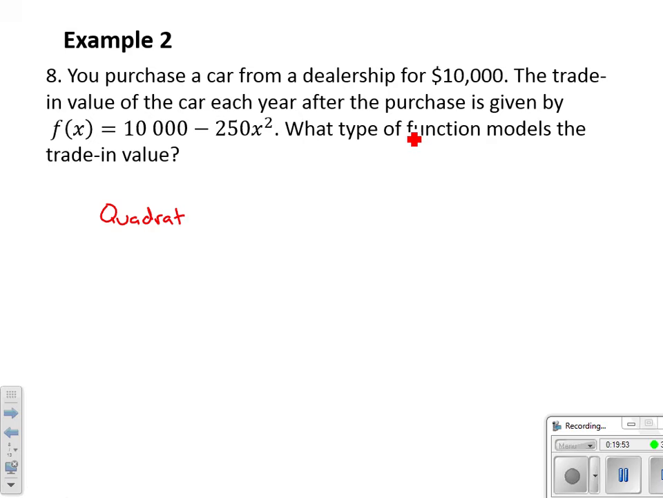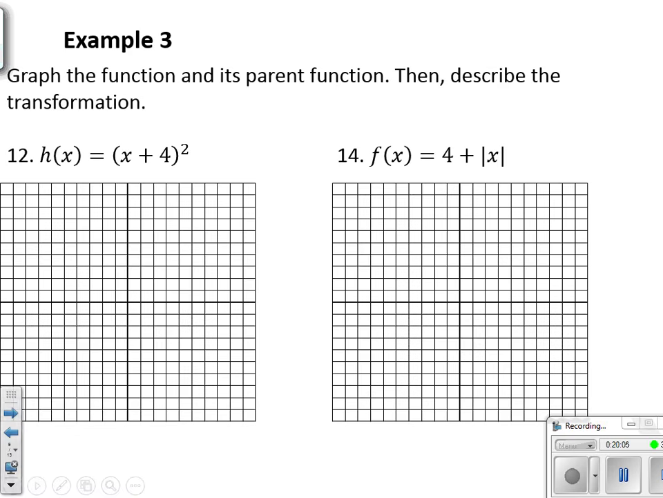All right, and you could see by that graph that negative 250x squared, it is declining in value very, very steeply. Sad but true. All right, graph the function and its parent function, then describe the transformation.